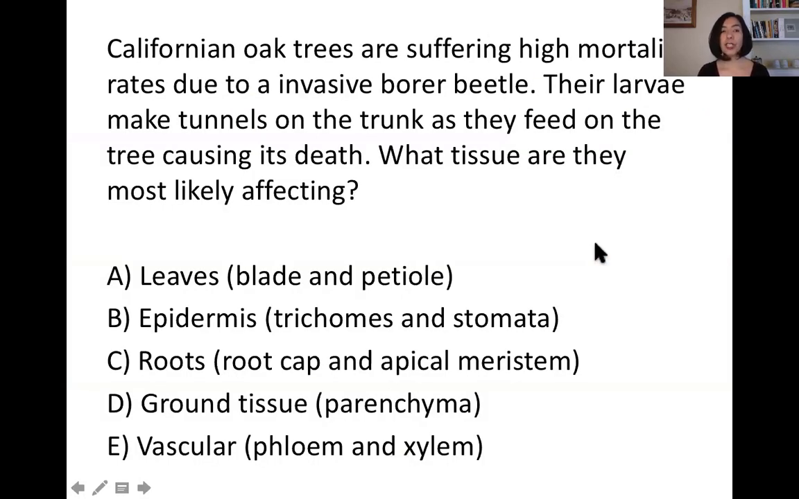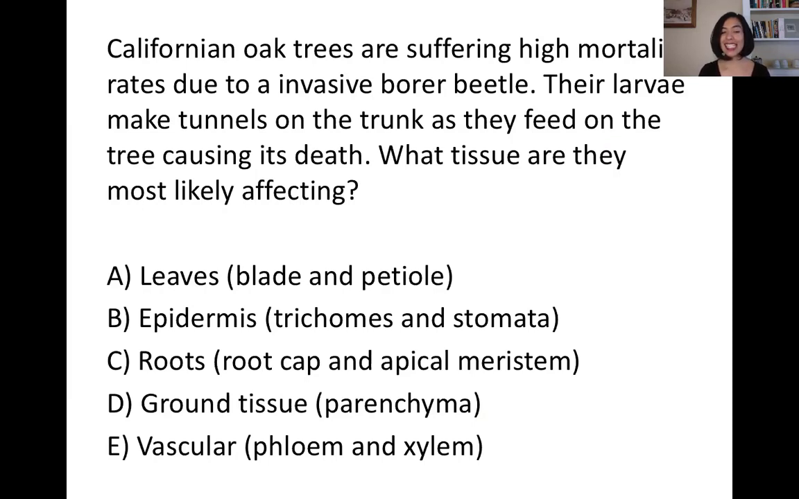This is a question for you. Californian oak trees are suffering high mortality rates due to an invasive borer beetle. Their larvae make tunnels on the trunk as they feed on the tree, causing its death. What tissue are they most likely affecting? A, leaves, blade and petiole. B, epidermis, trichomes and stomata. C, roots, root cap and apical meristem. D, ground tissue, parenchyma. E, vascular, xylem and phloem.